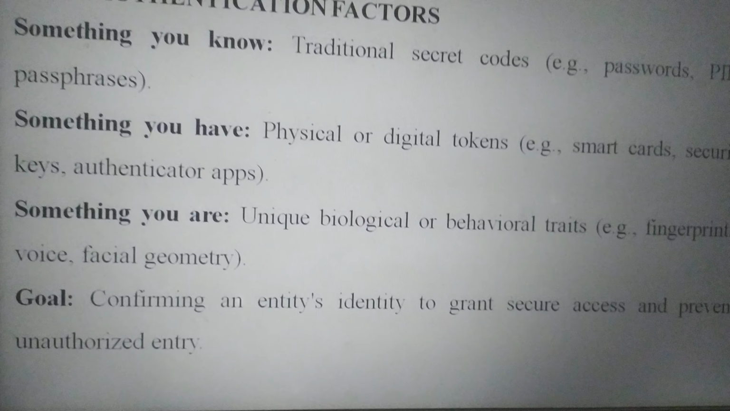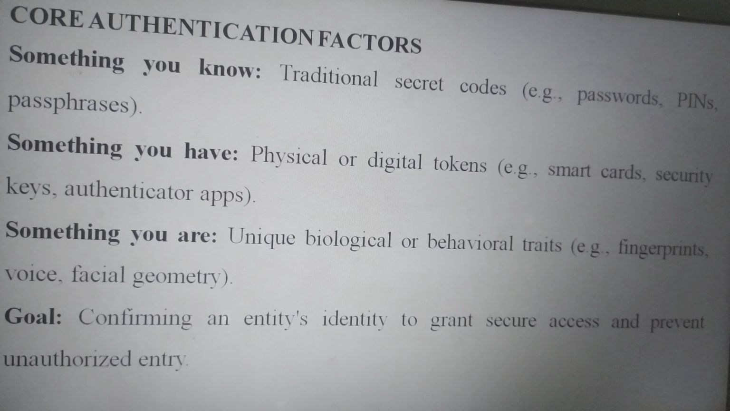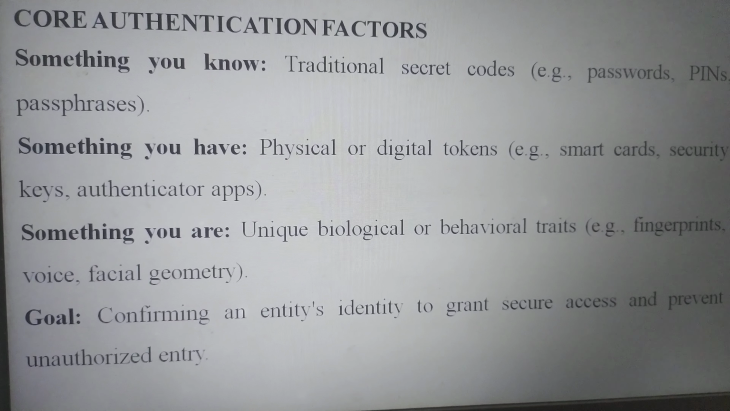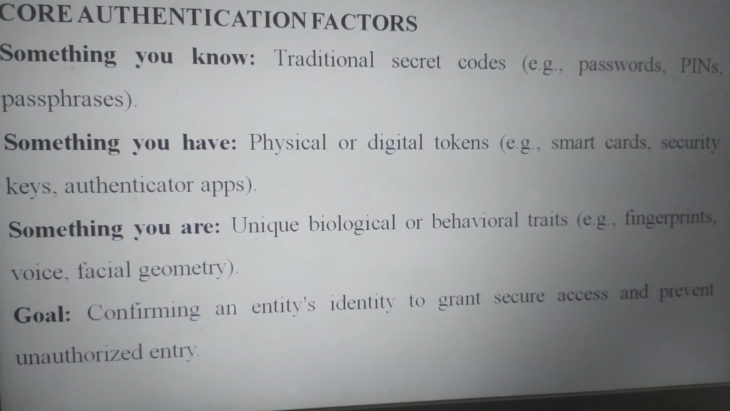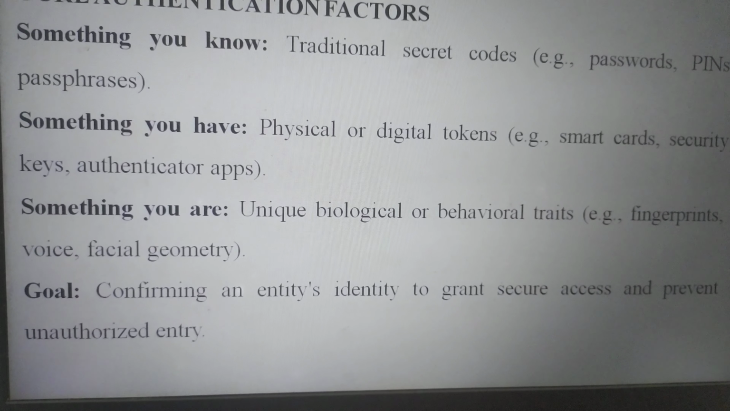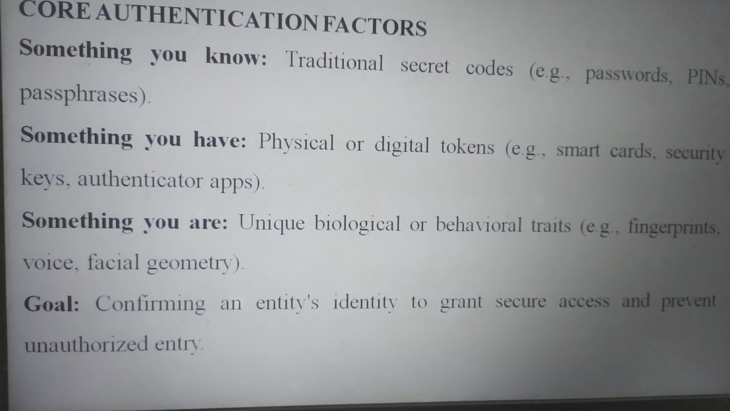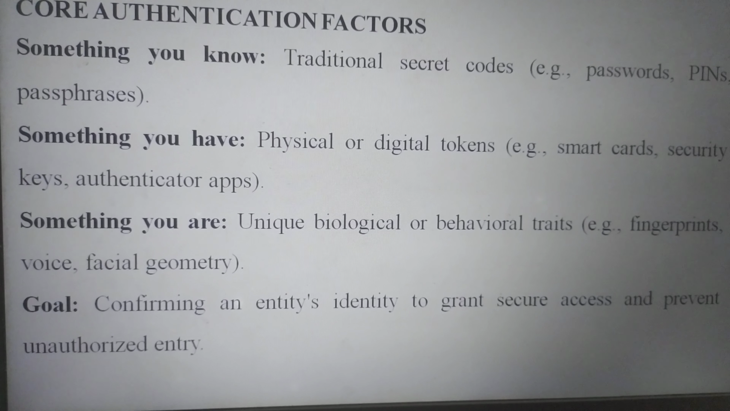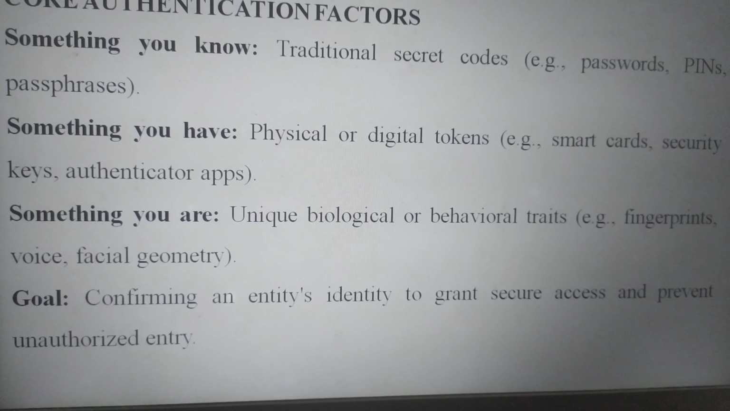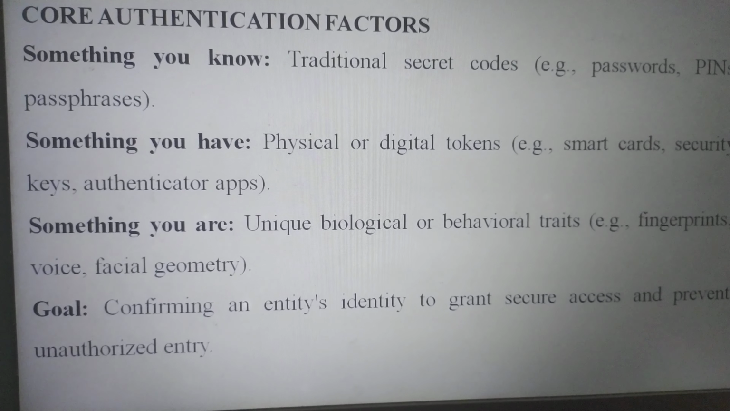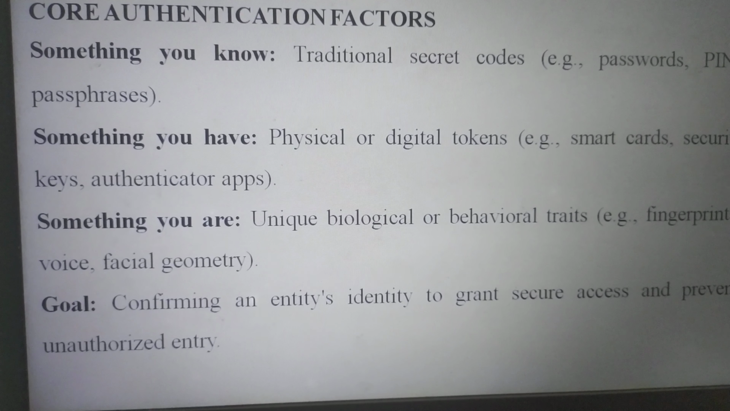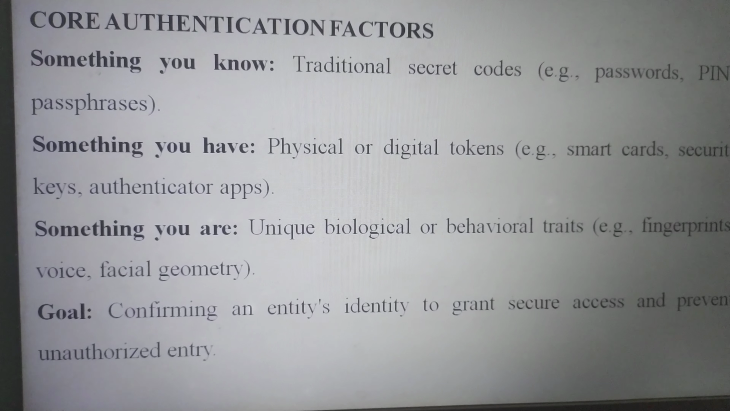Next, the core authentication factors are listed below. First one is something you know, second is something you have, third is something you are, and the final one is goal. Let's discuss them one by one. First, something you know. This means the content we have for opening a particular task, that is a password, PIN number, or a passphrase. These are the secret codes for opening the documents.